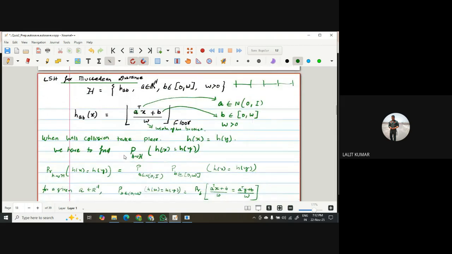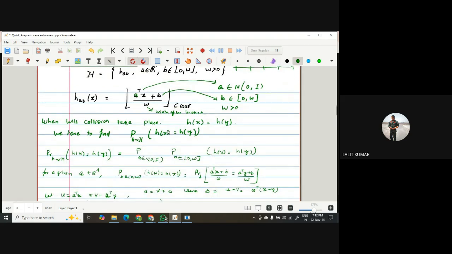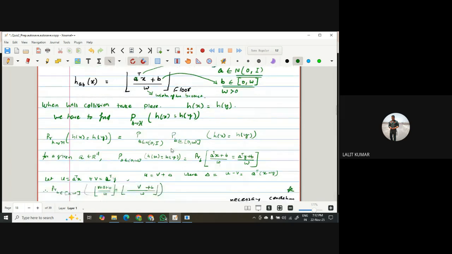Now the concept of collision comes, when h(x) is equal to h(y). So if we have done this h(x), and we find that two points land in the same bucket, what is the probability? So the probability of h(x) equal to h(y): now if we see h, it consists of this normal distribution and also the uniform distribution. So first we fix a particular a and find it for b.